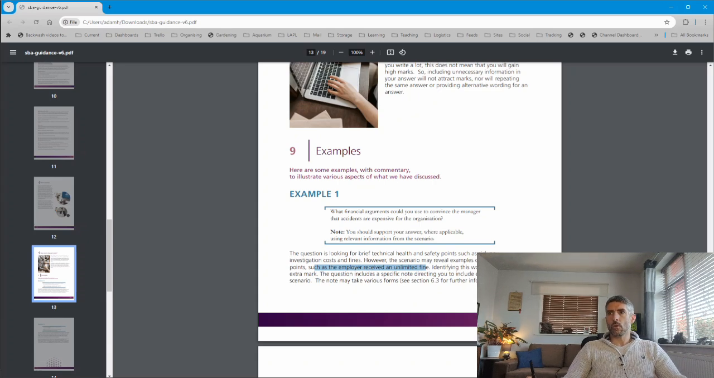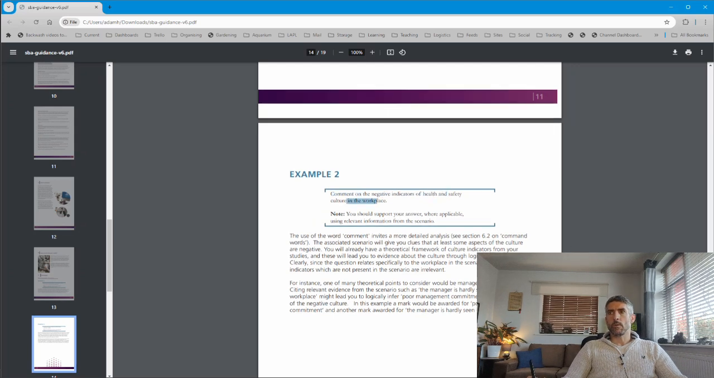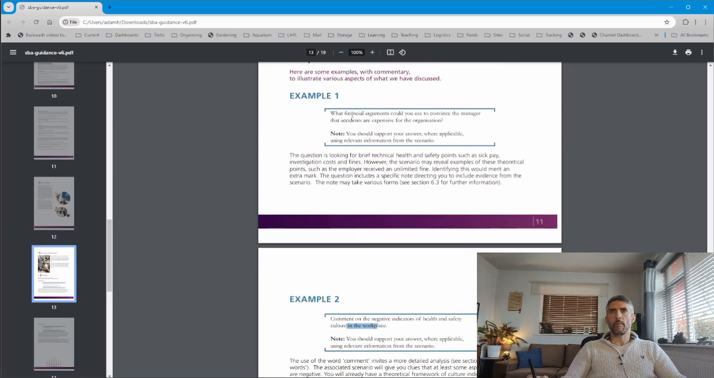Okay, so let's have a look at the next example and compare the two. It's a different question, but it's a different question type as well. So this is comment on the negative indicators of health and safety culture in the workplace. So it's not about financial arguments, it's about indicators of health and safety. But there's also a slight difference in that this is just saying what financial arguments could you use. It's not asking you to comment on. This is asking you to comment on. So it's not just asking for what the negative indicators are, you've got to comment on it.